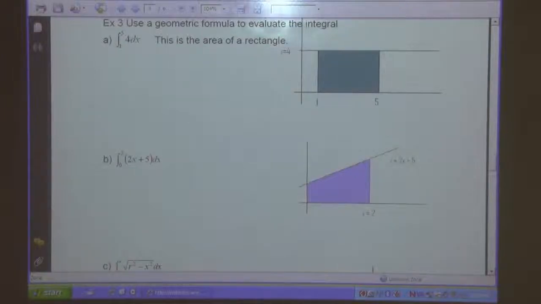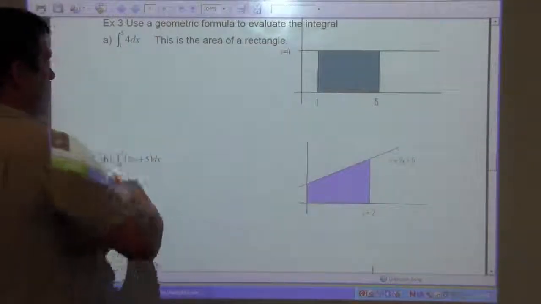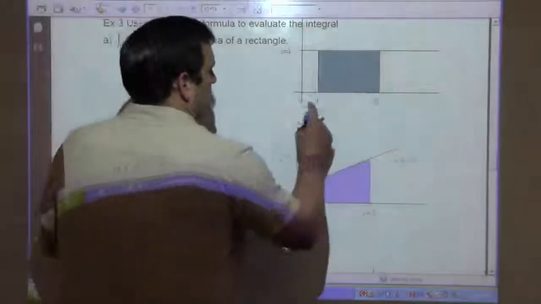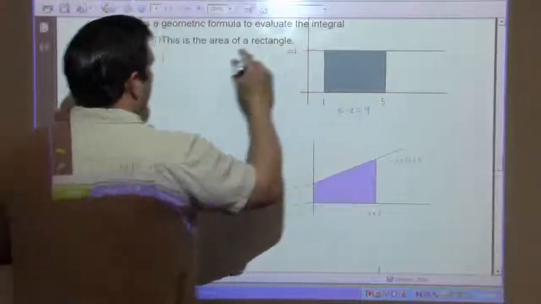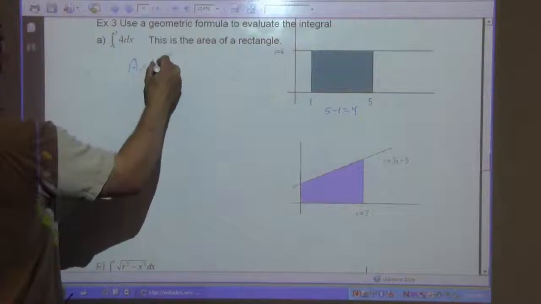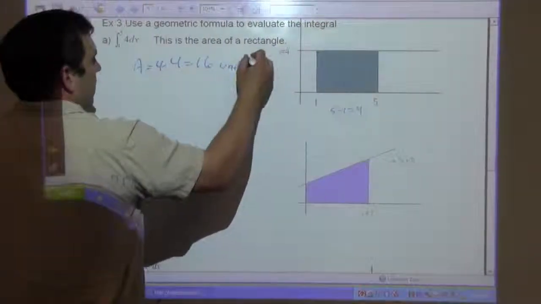So we're going to use the geometric formula to evaluate the integral. We know the geometric formula for the area of a rectangle. So what is the difference here? From 1 to 5, 5 minus 1 is 4. The height is 4. So the area is going to be 4 times 4, which is 16 units squared.